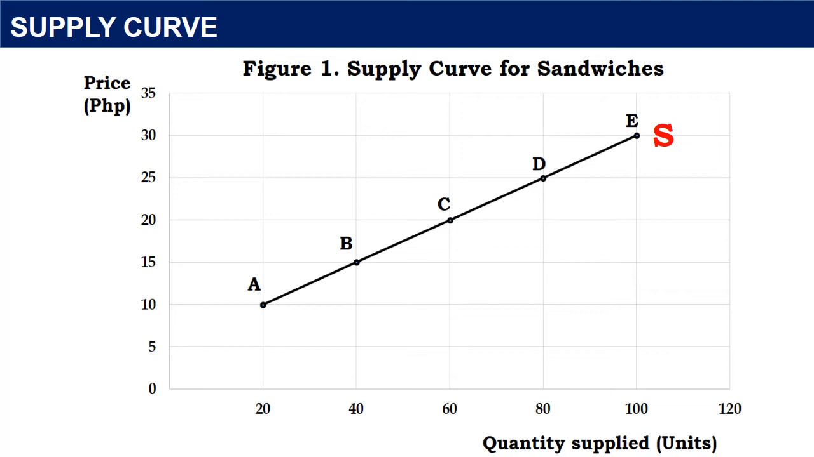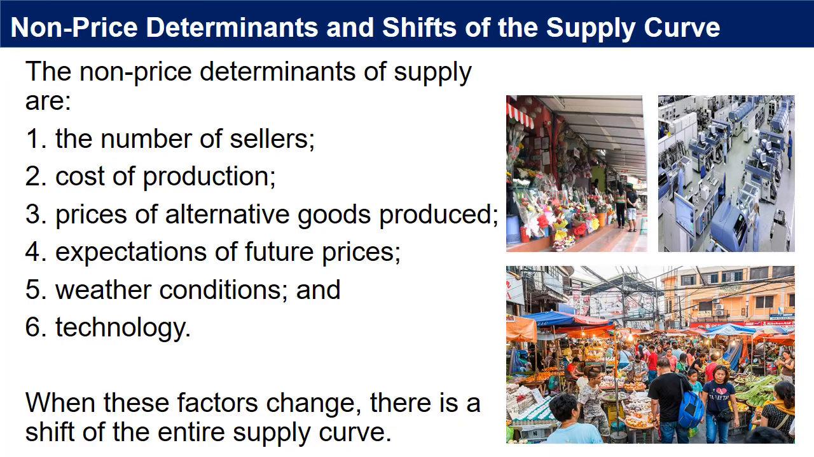Since the assumption is that price is the only factor that affects the quantity supplied, for every price change, there is a movement along the supply curve. When the price of sandwiches rises from 20 pesos to 25 pesos, the number of units supplied by sellers also rises from 60 to 80. There's a movement along the supply curve from point C to D. Supply can also be affected by other factors other than price.